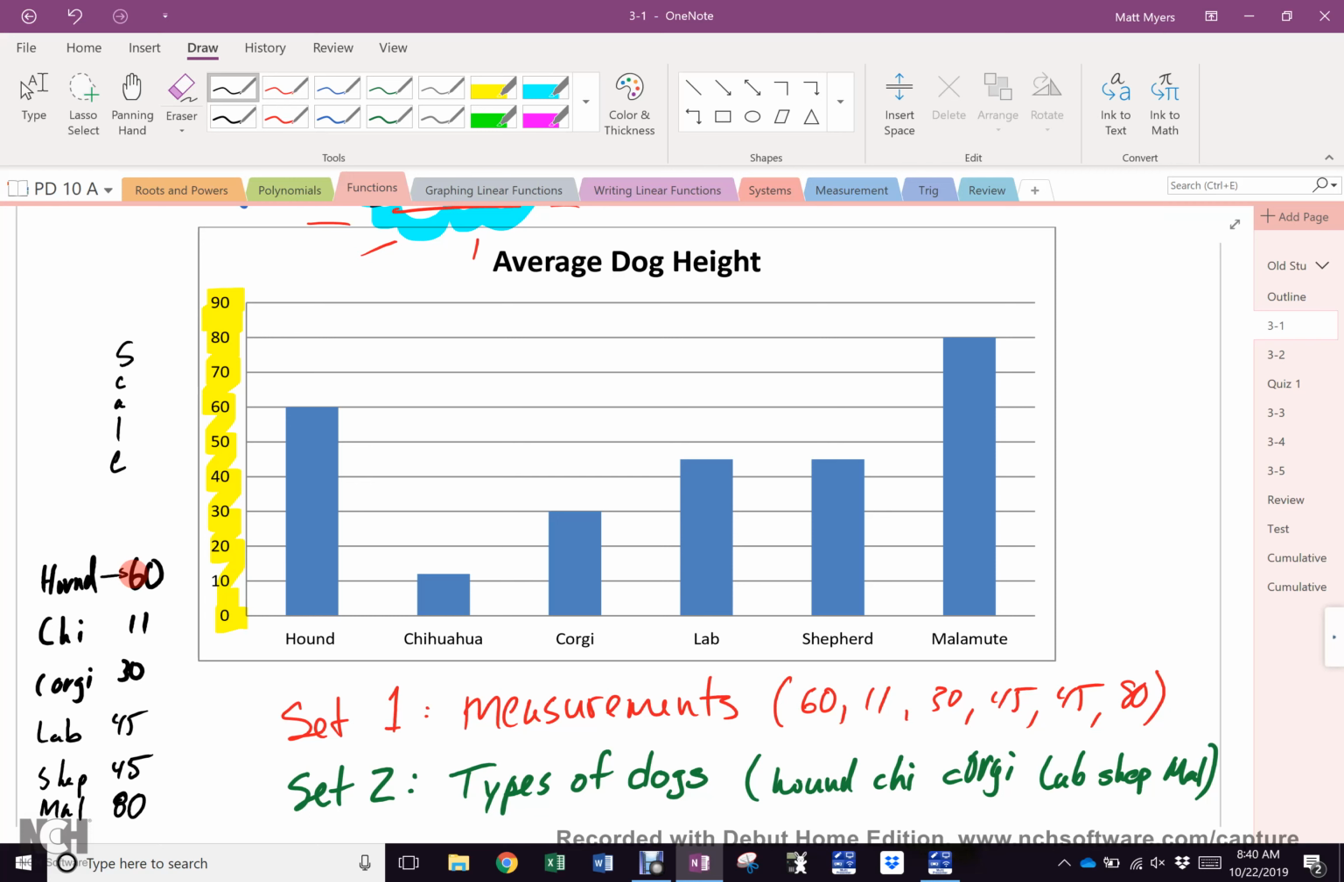Wow, you guys are brilliant. You're on fire, and it's Monday morning, kinda. For me, it is. What dog's 30 centimeters tall? How tall is a corgi? What dog's 45 centimeters tall?